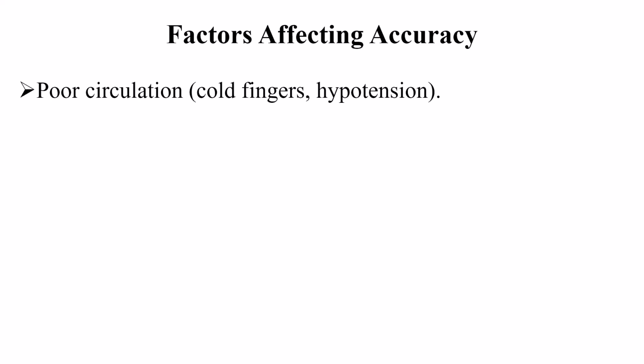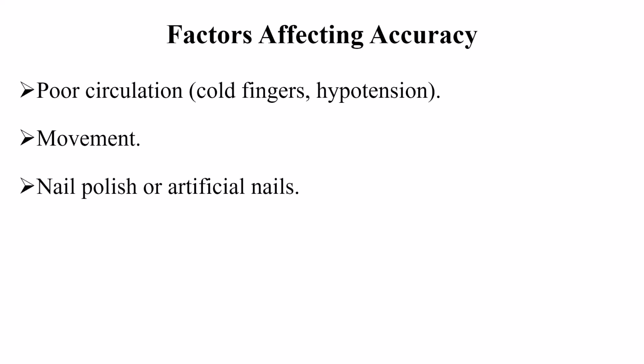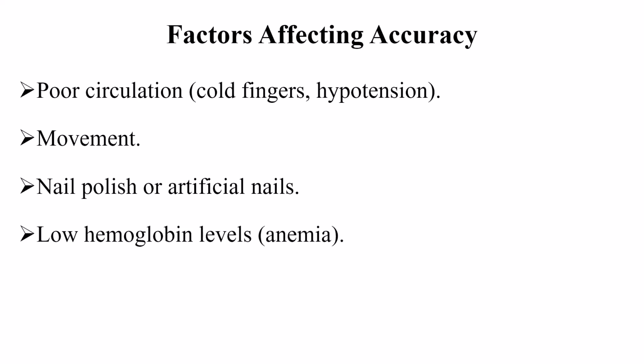We have factors affecting the accuracy of this device: poor circulation. What is meant by poor circulation? We have cold fingers and hypotension. As we know, hypotension is when the blood pressure of that person is less than normal. That means the systolic blood pressure is less than 90 millimeters of mercury, and the diastolic blood pressure is less than 60 millimeters of mercury. Also, movement affects the result of this device.